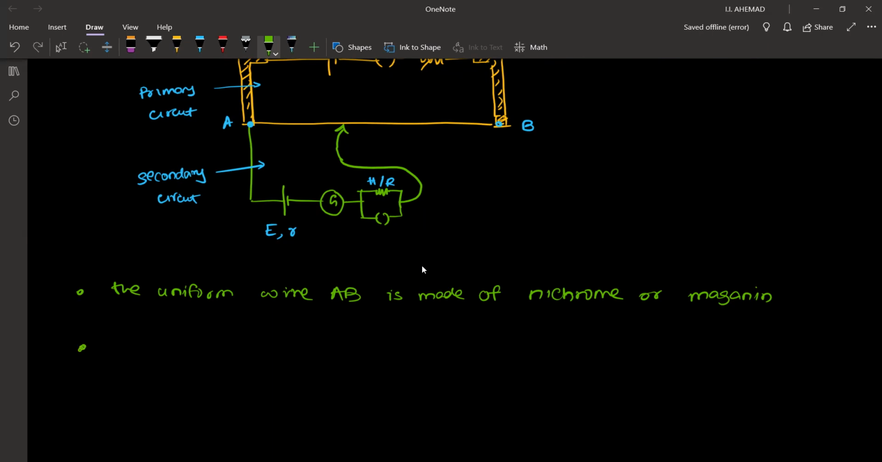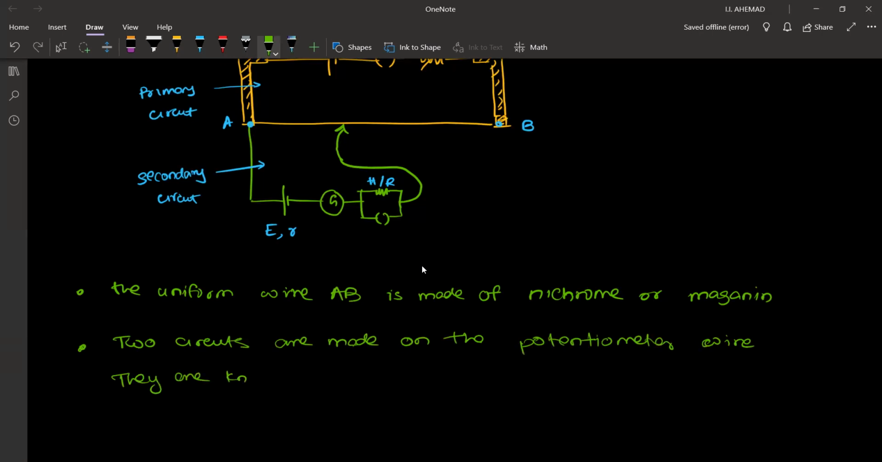So here we have two circuits on the potentiometer wire. Two circuits are made on the potentiometer wire. They are known as the primary and secondary circuits.